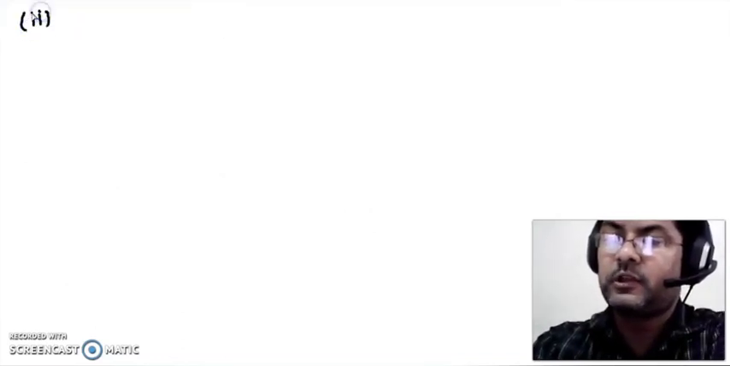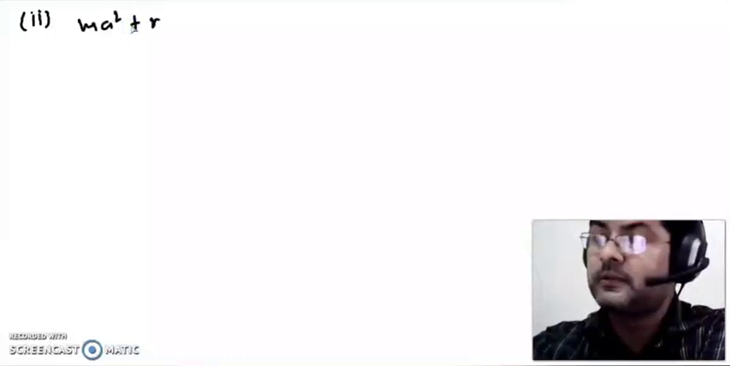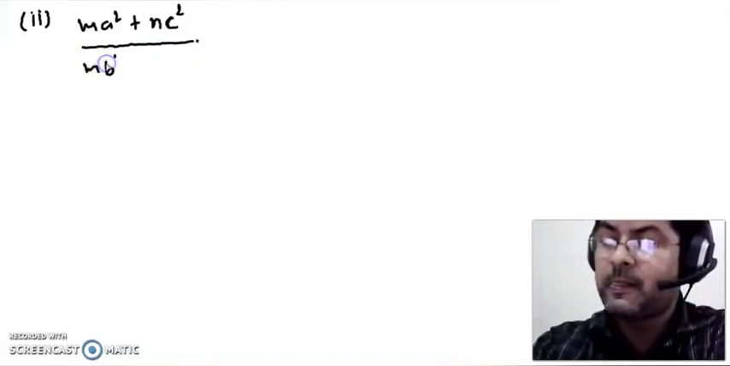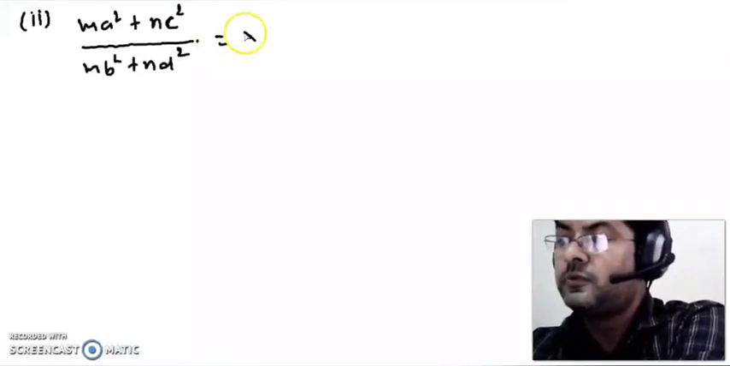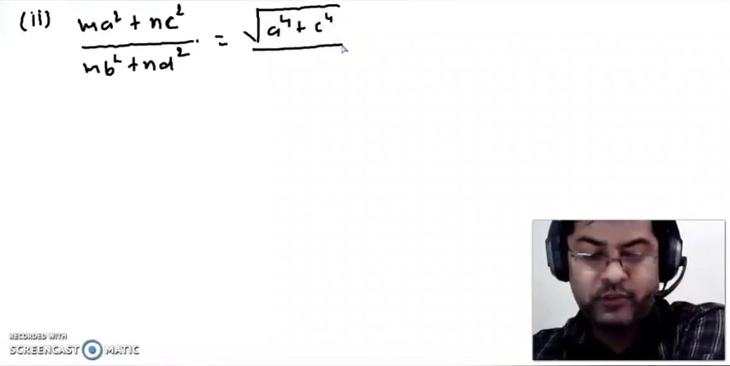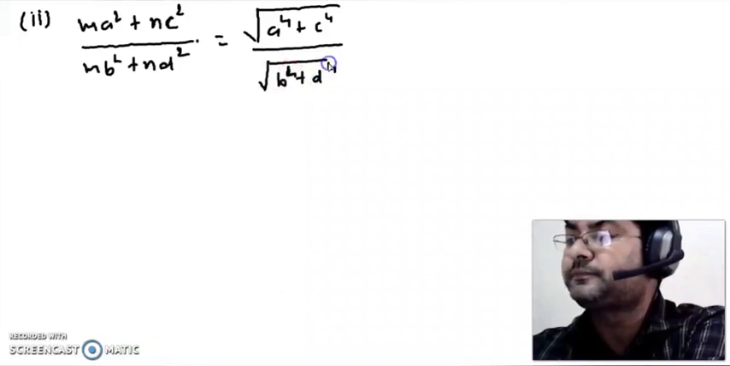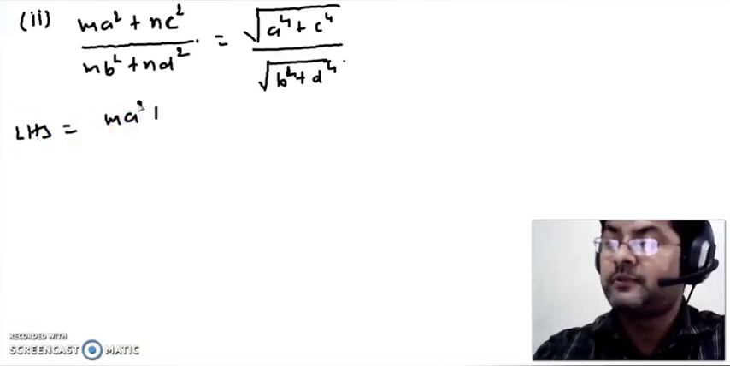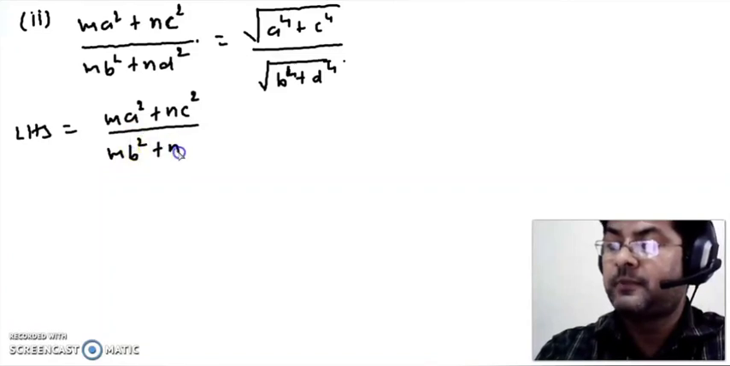Okay, now second of question number 13, that is (MA square plus NC square) upon (MB square plus ND square) is equal to square root of (A raised to 4 plus C raised to 4) upon (b raised to 4 plus d raised to 4). Okay, take left hand side. We have MA square plus NC square upon MB square plus ND square.